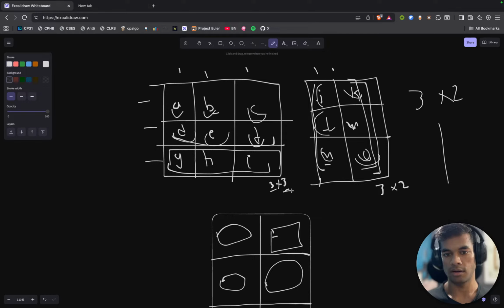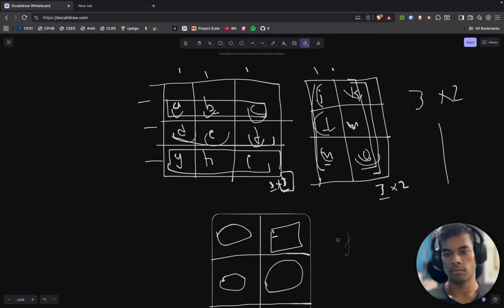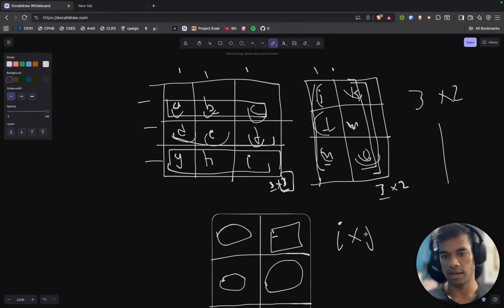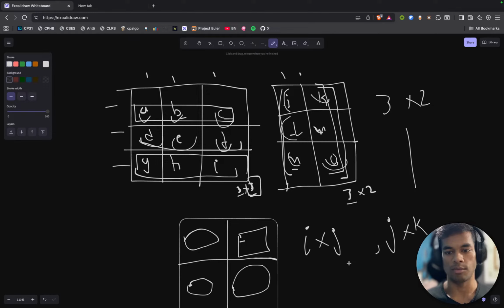We had this and this. So we multiplied these three things. This 3 here represents this 3. So let's say we have two matrices, one of size i into j, and another of size j into k. Then what is going to be the total number of scalar multiplications?